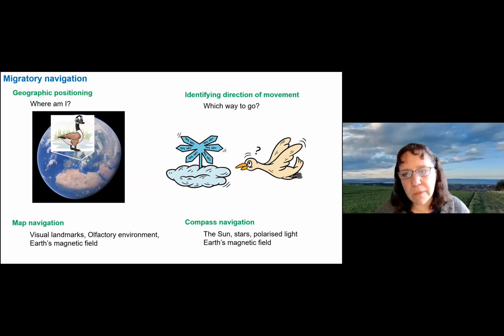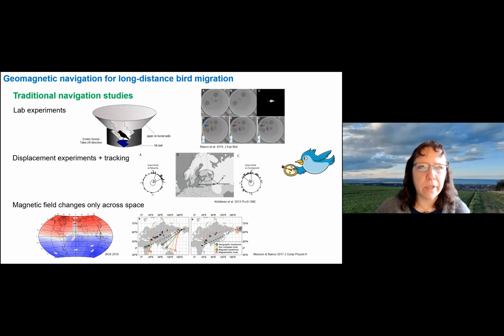And then they have to know which way to go, which means they need to find a direction. This is done through compass navigation, where they can use the sun, the stars, or the polarized light that tells them where the sunset and sunrise occur when there's cloud cover, or again, they can use Earth's magnetic field. In particular, how they use Earth's magnetic field is a really big question, and nobody really understands how they sense it and then how they use this information.